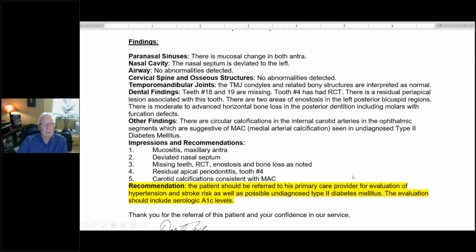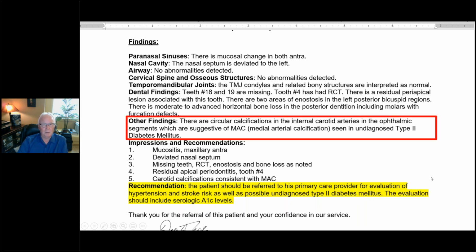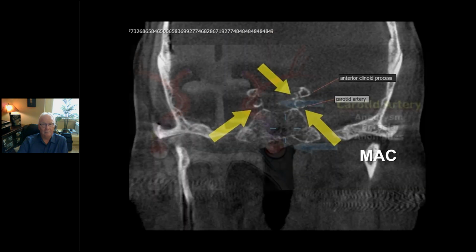Okay. All right, here's my new recommendation. This is in the software I have called EasyWriter. That was my disclaimer at the beginning. And this is what I now have put in my EasyWriter software. They need to be referred for undiagnosed type 2 diabetes mellitus, and it should include serologic levels of A1C, hemoglobin A1C. All right.